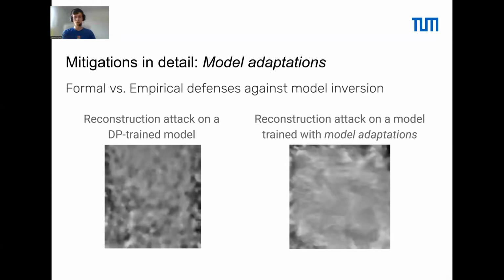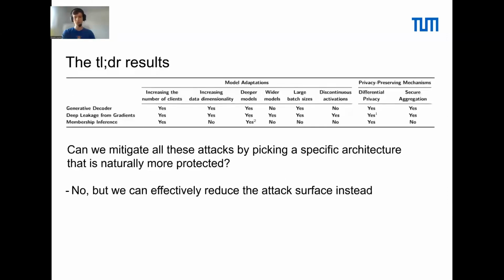Here is just a bit of a visual overview. This is the DLG attack. The reconstruction was run on the pneumonia prediction dataset by Kamani, resized to 32 by 32 and 64 by 64. And you can see precisely that neither the DP trained model nor the model trained under model adaptations was vulnerable to this attack. Here is a little TLDR, the results.